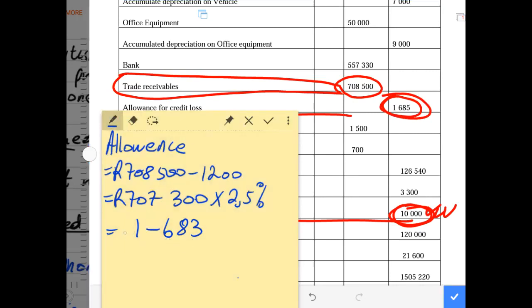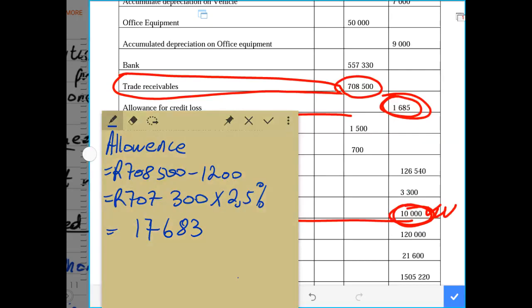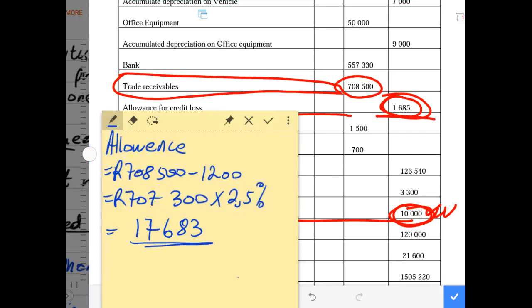So now it has increased from 1,685 up to 17,000. Let me check that. Up to 17,683. So now that means our allowance went up from 1,685 to 17,683.